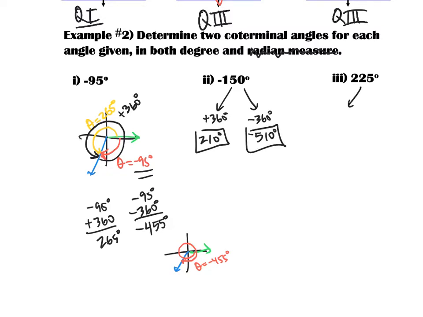With 225, I add 360, and I get 585. And I subtract 360, and I get, oh boy, negative 135 degrees. Perfect. That's how you find coterminal angles. Those are just angles that terminate at the same place. They just take a little longer to get there, or possibly shorter depending on the orientation.